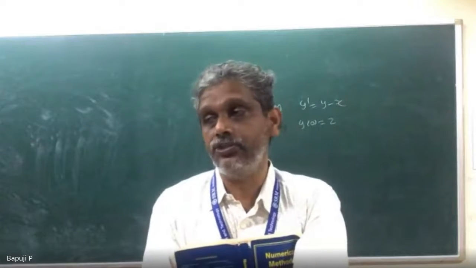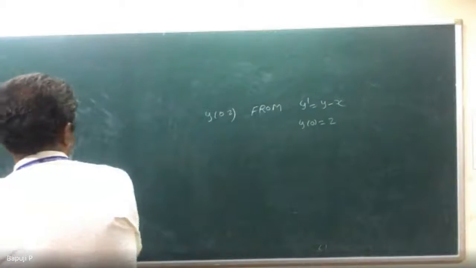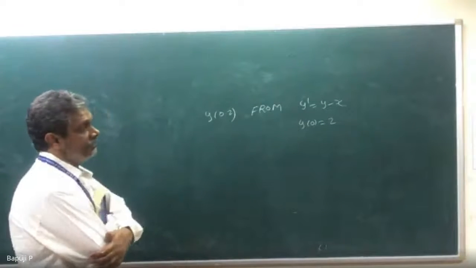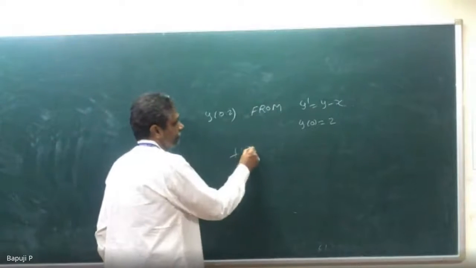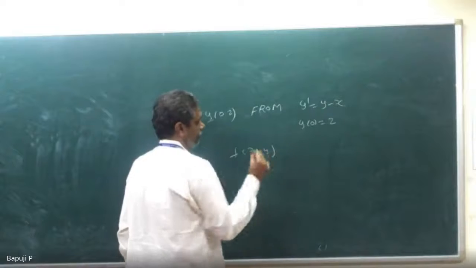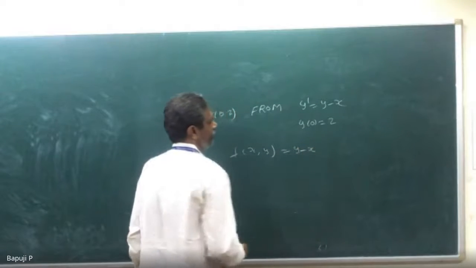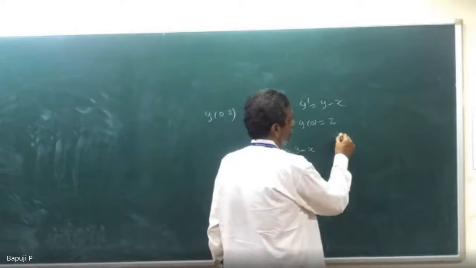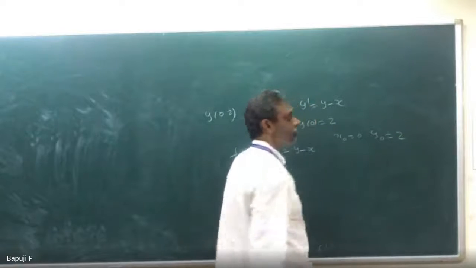So the initial value is 0. Then at 0.2 means what? h is equal to 0.2, I want to find out. Now what is f of x, y? y dash you can take as f of x, y. So f of x, y is equal to y minus x. So here x naught is equal to 0, y naught is equal to 2.